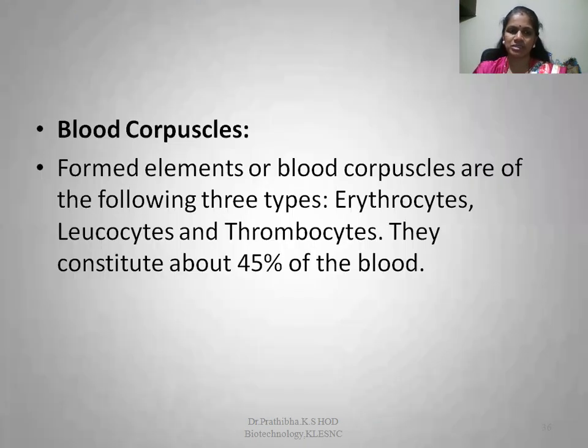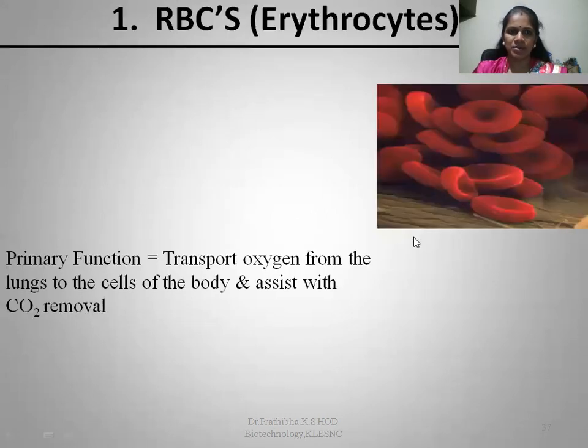Today I'm going to continue part 2, the components of the blood cells and their jobs. In that, you are going to understand today about erythrocytes or red blood corpuscles. Formed elements or blood corpuscles are of the following three types: erythrocytes, leukocytes, and thrombocytes. They constitute about 45% of the blood.